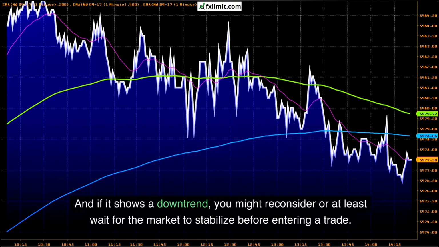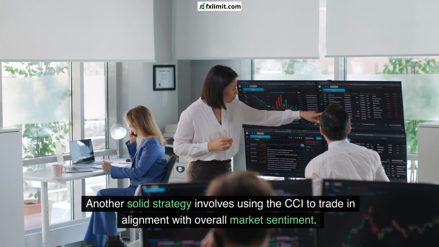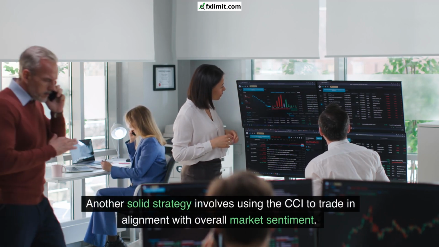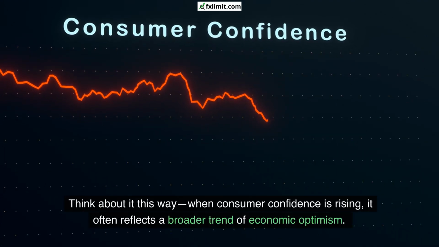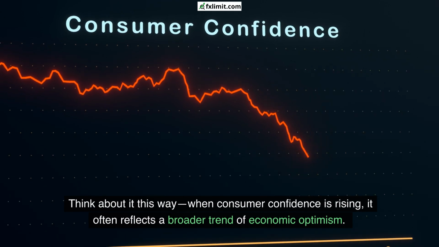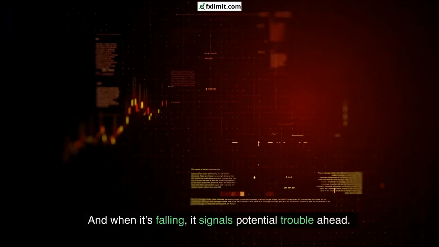And if it shows a downtrend, you might reconsider or at least wait for the market to stabilize before entering a trade. Another solid strategy involves using the CCI to trade in alignment with overall market sentiment. Think about it this way, when consumer confidence is rising, it often reflects a broader trend of economic optimism. And when it's falling, it signals potential trouble ahead.